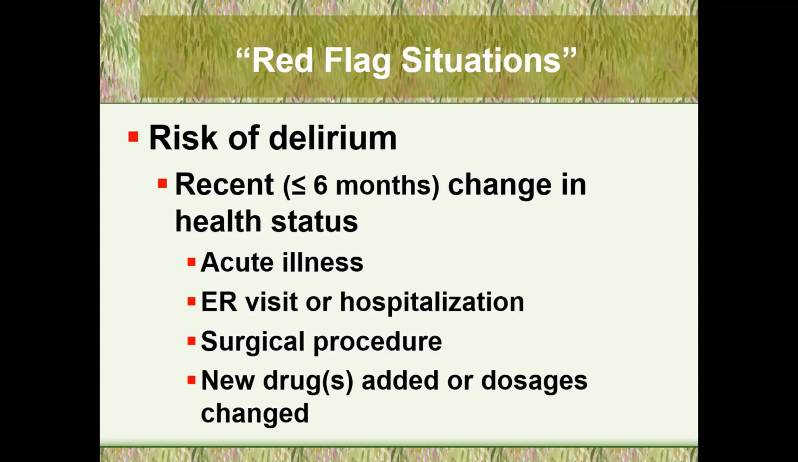Anybody who's at risk for having delirium, that is to say, they've had a change in their physical general health status within the last 6 months. They experienced some acute illness. They've been to the ER or were hospitalized either emergently or electively. They've had a surgical procedure, where they've had one or more new drugs added to their profile or doses changed.